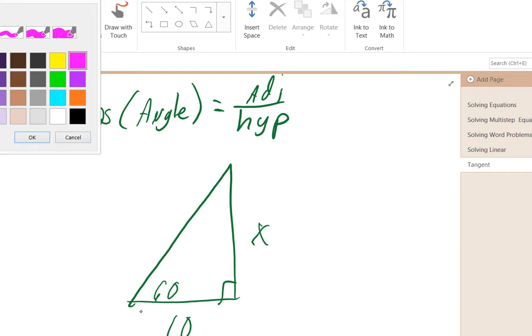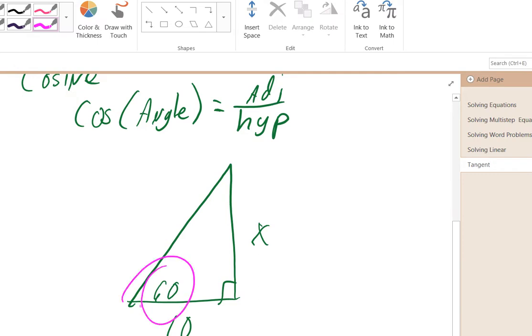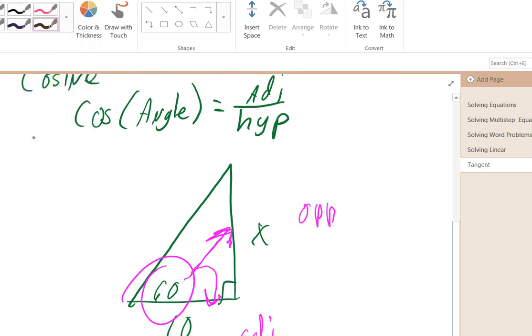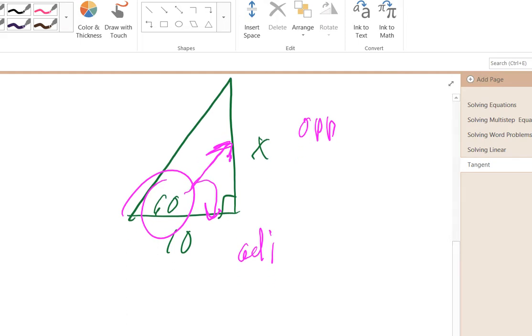So what you want to do is find the angle first. So we're going to find the angle, which is here. Okay, that's the angle. This side is the side opposite because it's directly across from the angle. And this one here is the side adjacent. Opposite, adjacent. So in this case, we're going to use tangent, because tangent is the ratio opposite over adjacent.